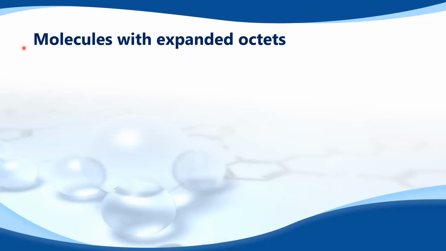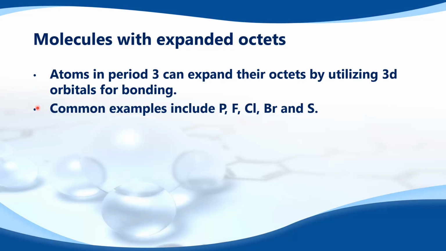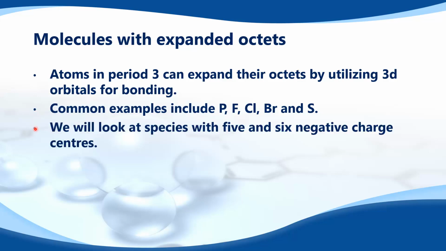Molecules with expanded octets. Atoms in period 3 can expand their octets by utilizing the 3d orbitals for bonding. Common examples include phosphorus, fluorine, chlorine, bromine, and sulfur. We will look at species with 5 and 6 negative charge centers.